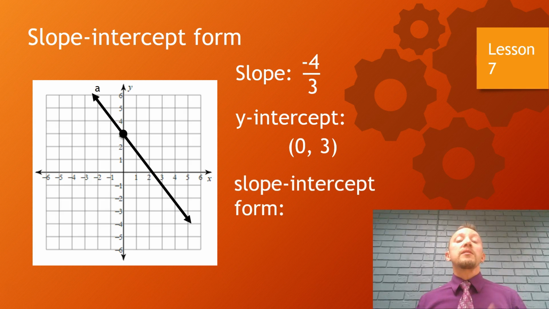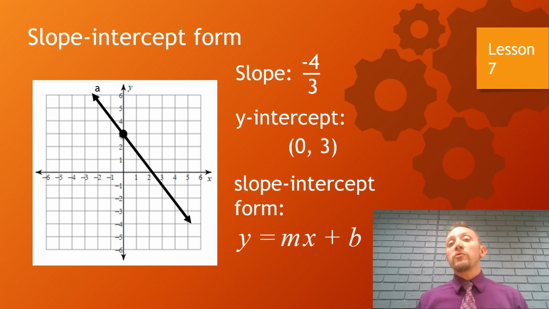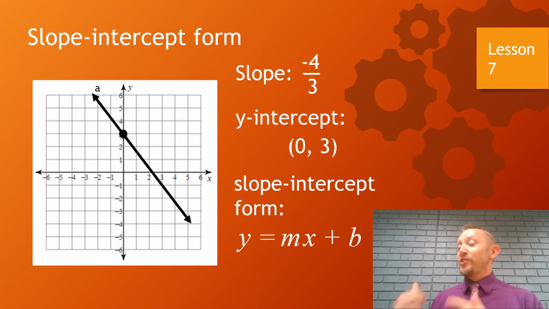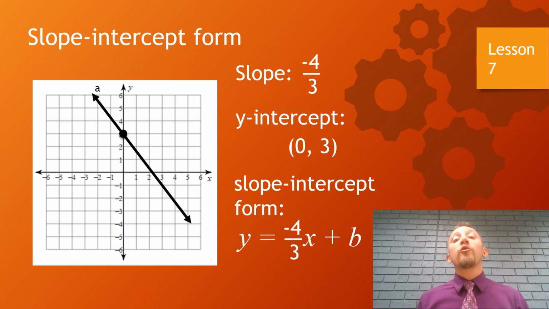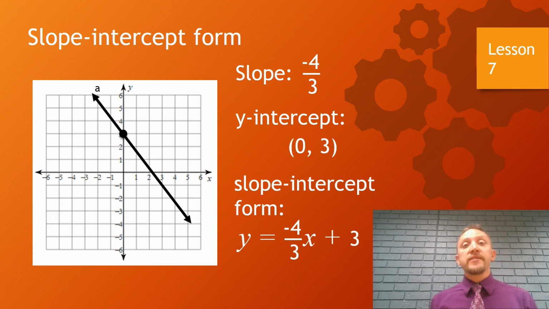So now we're going to put this all together into slope-intercept form. So remember, that's y equals mx plus b. Now watch this. We're going to put that negative 4/3 in there for our slope, and we're going to put the 3 in there for our y-intercept. And that is the equation for the line, negative 4/3 x plus 3. See how cool that is?